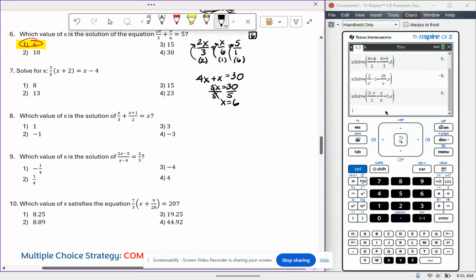Solve for x. 3/5 times x plus 2 equals x minus 4. So now I have a 3/5 out front here. I'm going to want to clear the fraction, so I'm going to multiply both sides by 5. That will clear my fraction. If you're feeling fancy, you can also multiply both sides by the reciprocal, and that will clear everything completely.